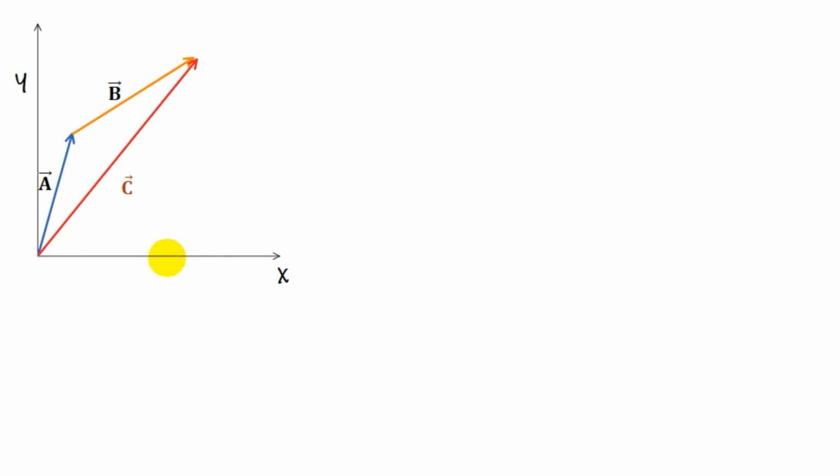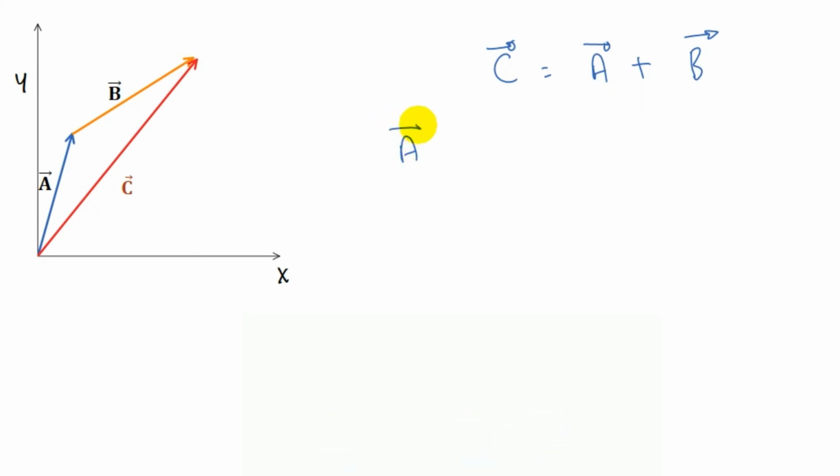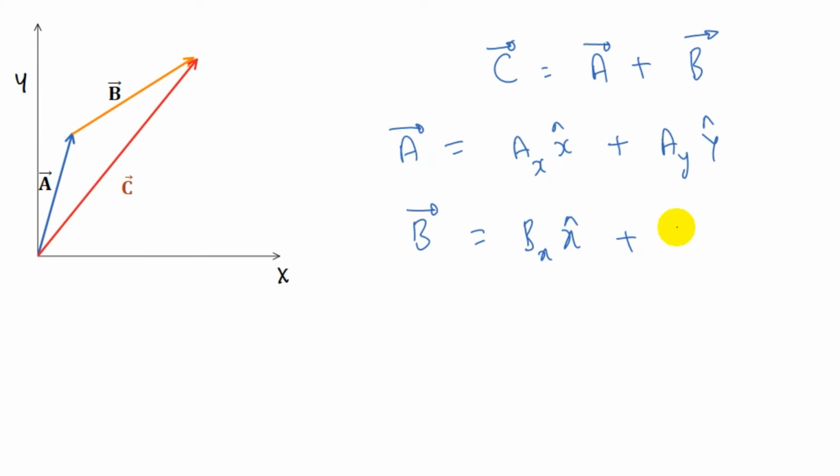Now I've taken this example from the earlier videos where this vector C is the sum of vector A plus vector B. Now we studied that this vector A can be written as a sum of its vector components. So vector A can be written as AX x cap, where x cap is the unit vector along the x-axis, plus AY y cap. Similarly, the B vector can be written as BX x cap plus BY y cap.